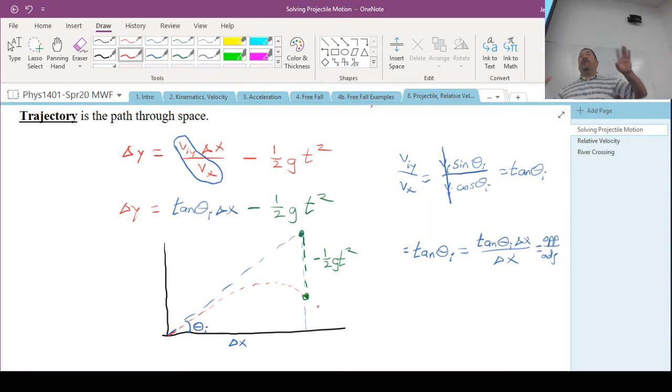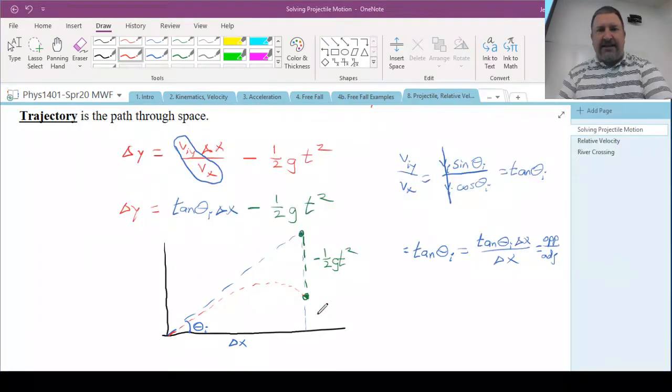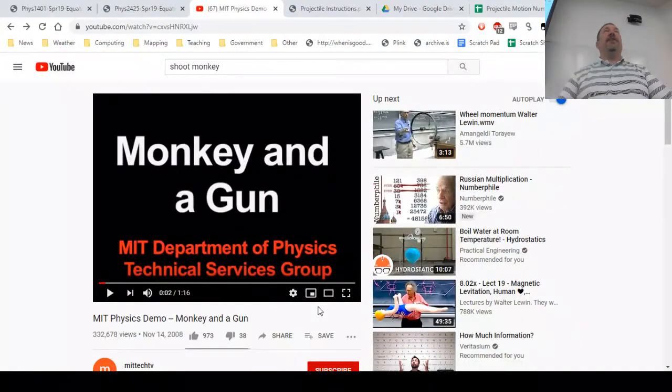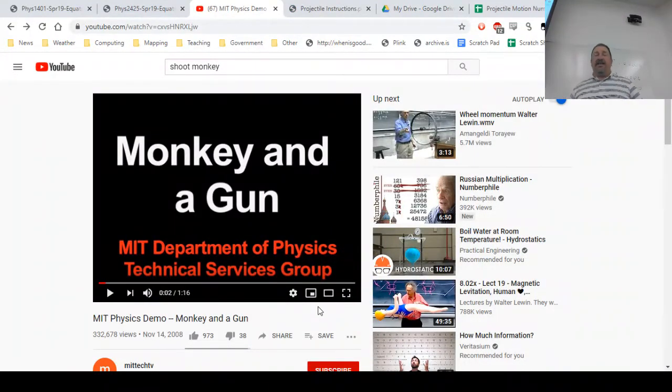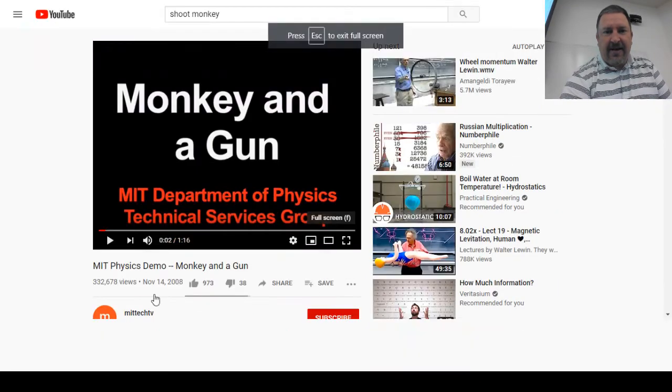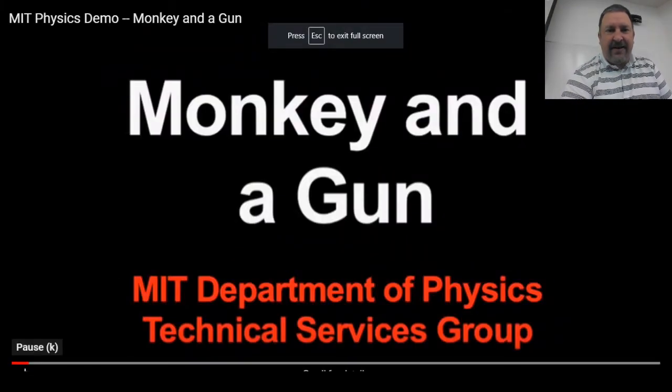Now, I would love to be able to set this thing up in front of you, set up a target up here and a launcher over there and actually do it, but I don't have the equipment to do that. So I'm going to do the next best thing, which is show you a video of it where somebody else did it. And it's only a minute long, so I'm going to go ahead and maximize this and play it.